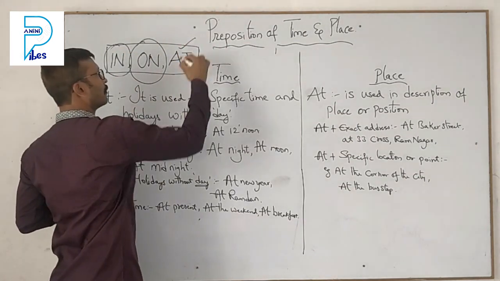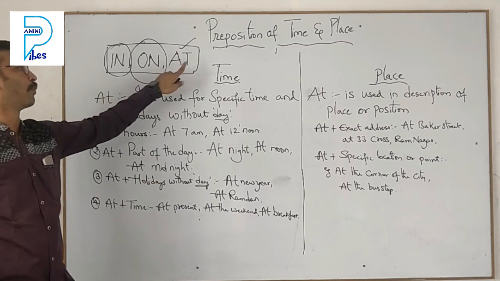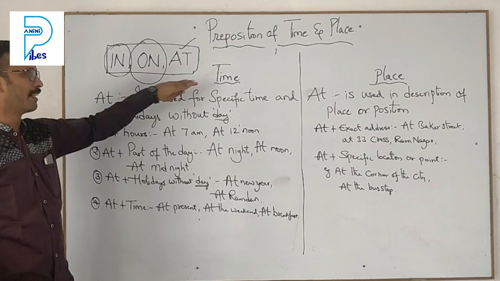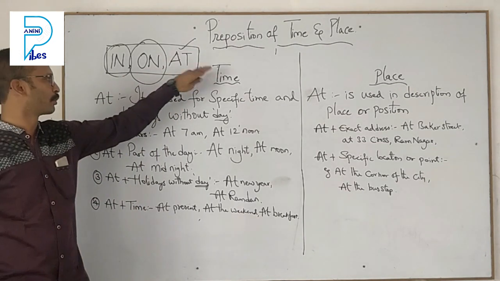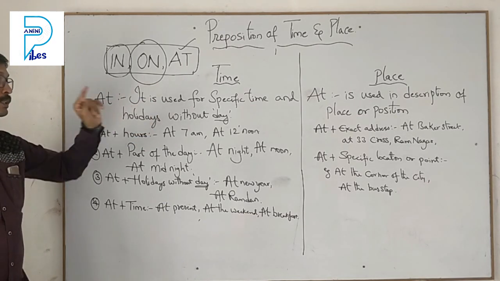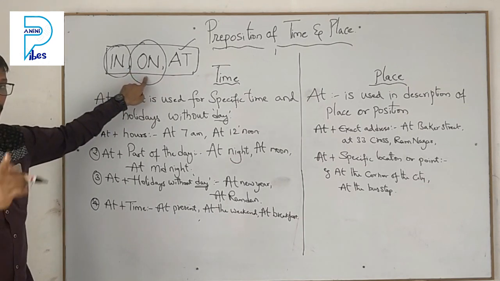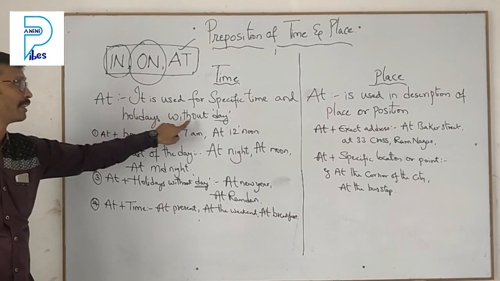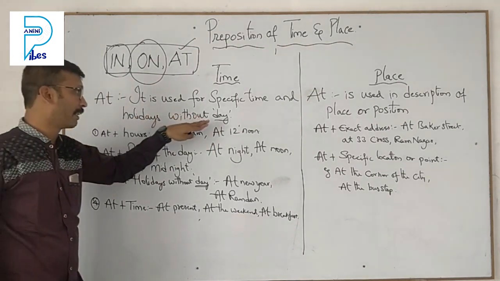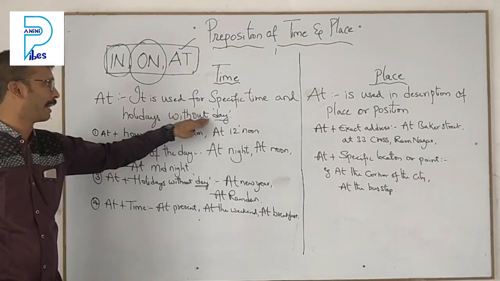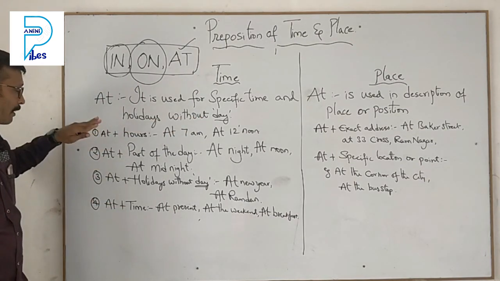And now let us learn about at. At is also a preposition which is used for both time and also place. Now let us learn when and how the word at is used as a preposition of time. It is used for specific time and holidays without days. जैसे हमने इससे पहले देखा है, on जो है with day अगर यूज हो रहा है then we use the word on. When we don't use the word day in the particular holidays, then we use at. So let us learn in detail.